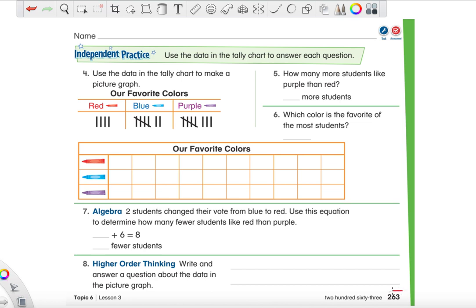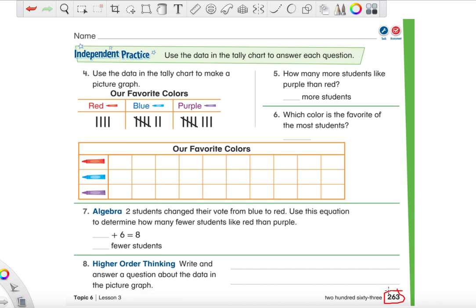Alright, here's page 263. Now, we're going to be kind of skipping around a couple pages, so we're going to do a little bit on this page, and we will do a little bit on the next page. Now, this is your independent work, so I'm going to read each one at a time. After I do that, I want you to pause the video and attempt to do that one on your own. Now, for this part, I am not giving answers. This is your independent work only.